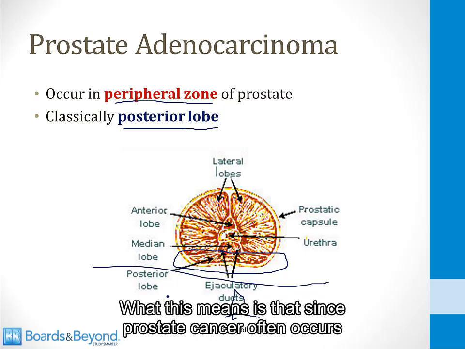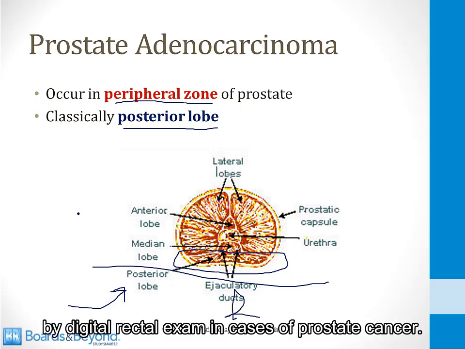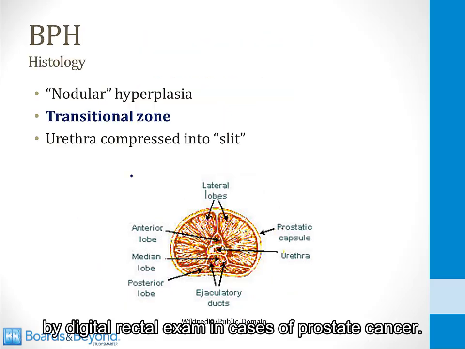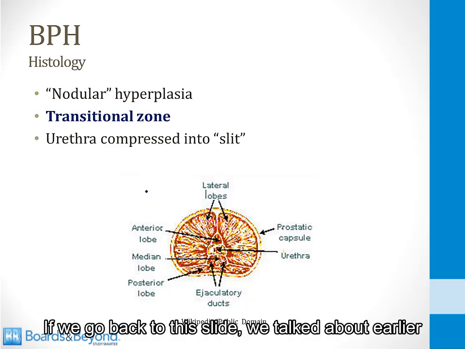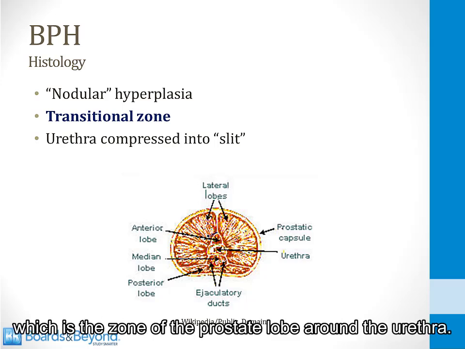What this means is that since prostate cancer often occurs in the posterior lobe, you can sometimes palpate a nodule by digital rectal exam in cases of prostate cancer. If we go back to this slide, we talked about earlier how BPH usually occurs in the transitional zone, which is this zone of the prostate lobe around the urethra.